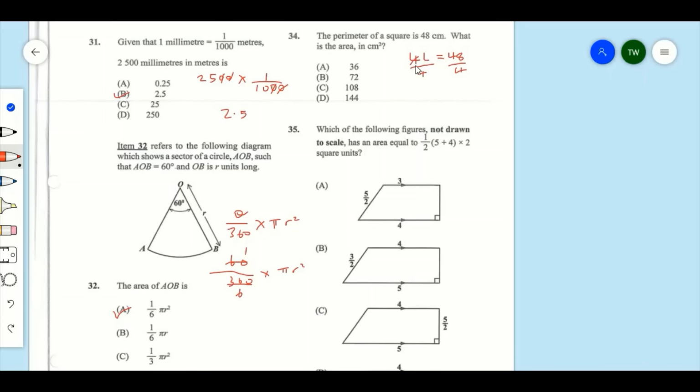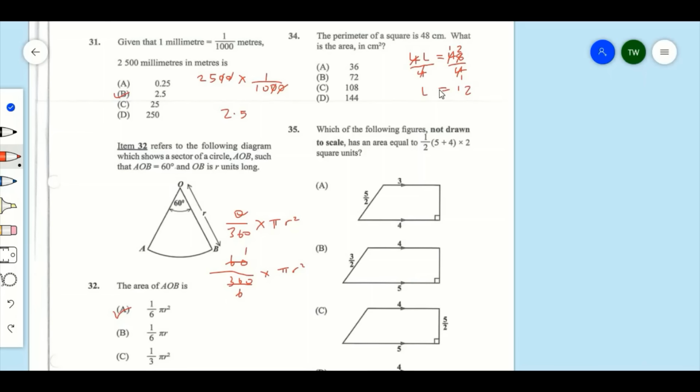Now 4 divided by 4 will give us 1. So on this side we're left with L, which is equal to 4 into 4, that's going to be 1, and 4 into 8, that's going to be 2. So therefore the length of one side of the square is going to be 12 centimeters.